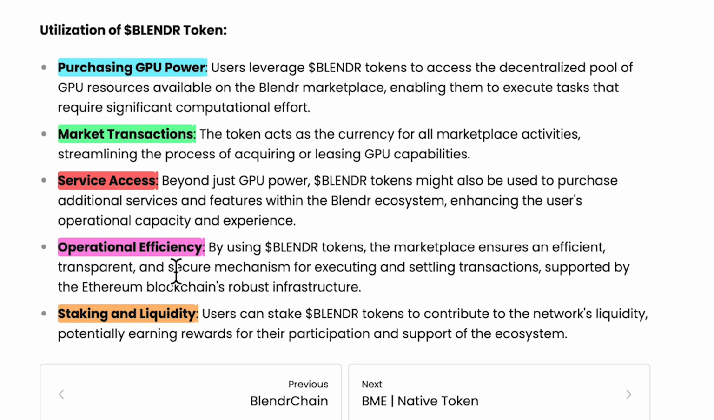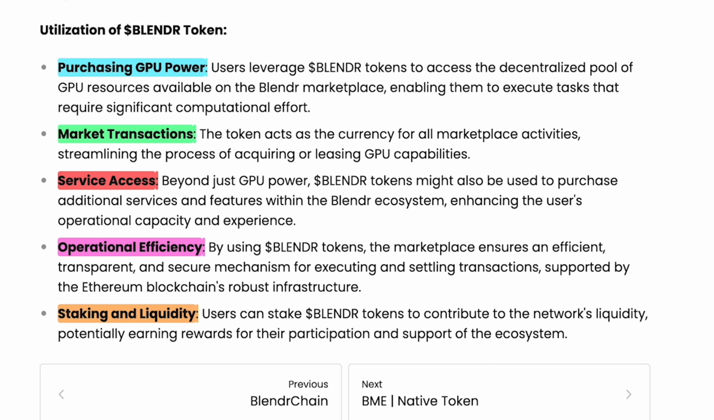Operational efficiency: by using Blendr tokens, the marketplace ensures an efficient, transparent, and secure mechanism for executing and settling transactions, supported by the Ethereum blockchain's robust infrastructure. And then, of course, staking and liquidity. Users can stake Blendr tokens to contribute to the network's liquidity, potentially earning rewards for their participation and support of the ecosystem.